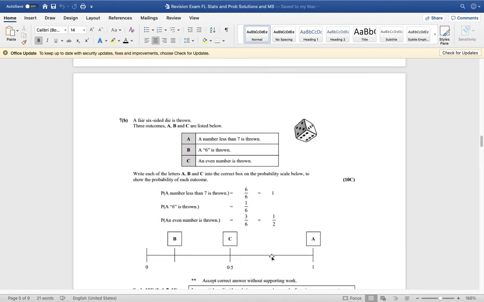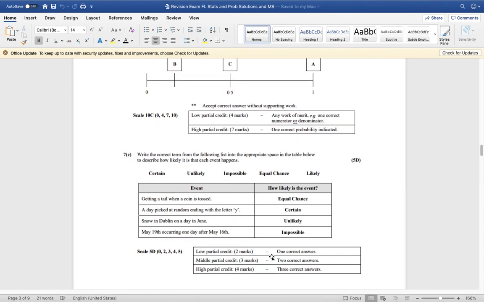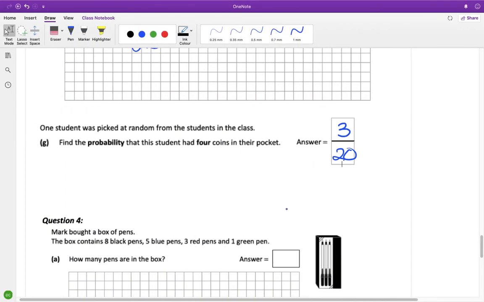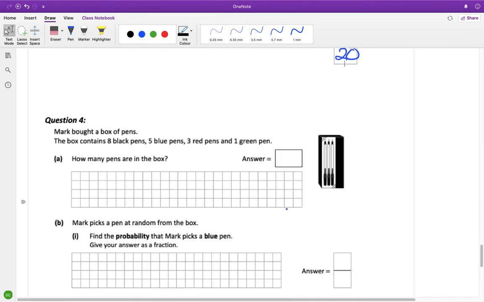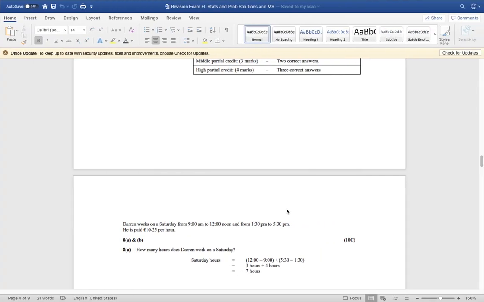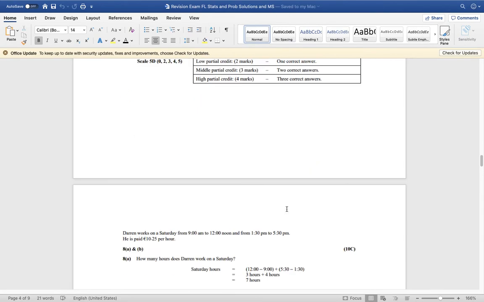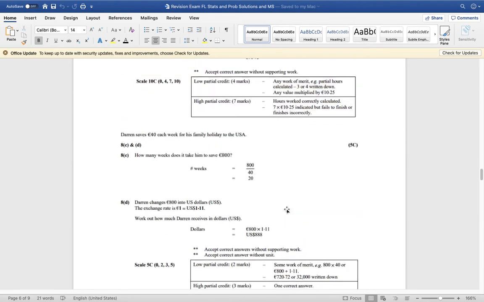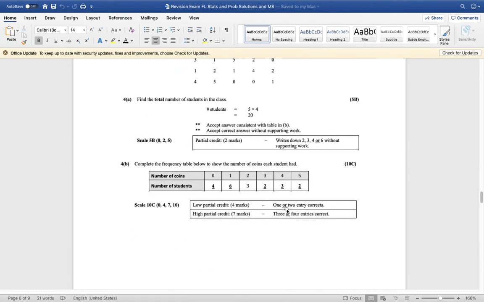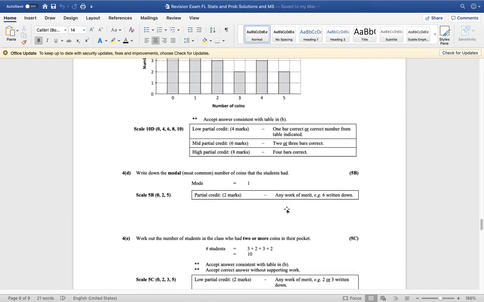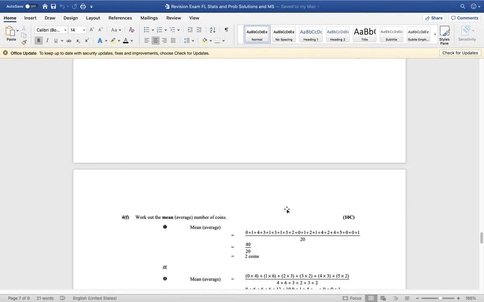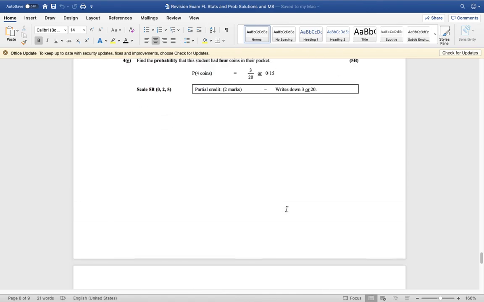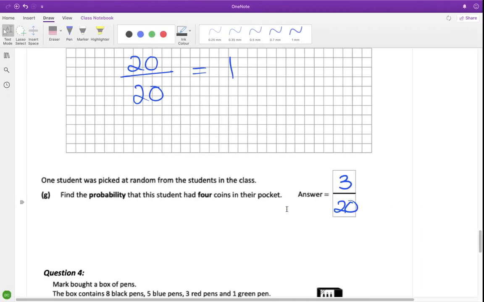I think I may have put in the wrong part of the question there. Anyway, and we've got all that right. There's our bar chart. 2 or more was 10. And 3 over 20. Yeah, that's fine.